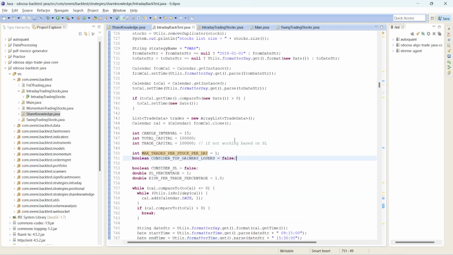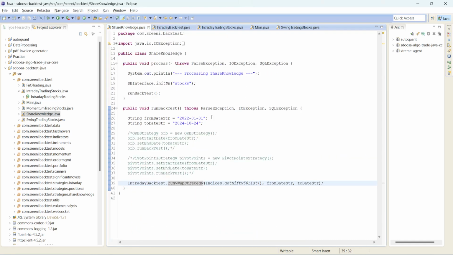In the first iteration, we are going to run this Vwap strategy on all the Nifty 50 stocks. We are not going to have any selection criteria for which stock to trade on a particular day, so that we can do it in the next iteration. In the first iteration, we are going to consider all the Nifty 50 stocks, and each stock we are going to consider with a margin of 1 lakh rupees. We are going to run this backtest from January 1st, 2022 till 24th October 2024, that is yesterday. Let me run this test.